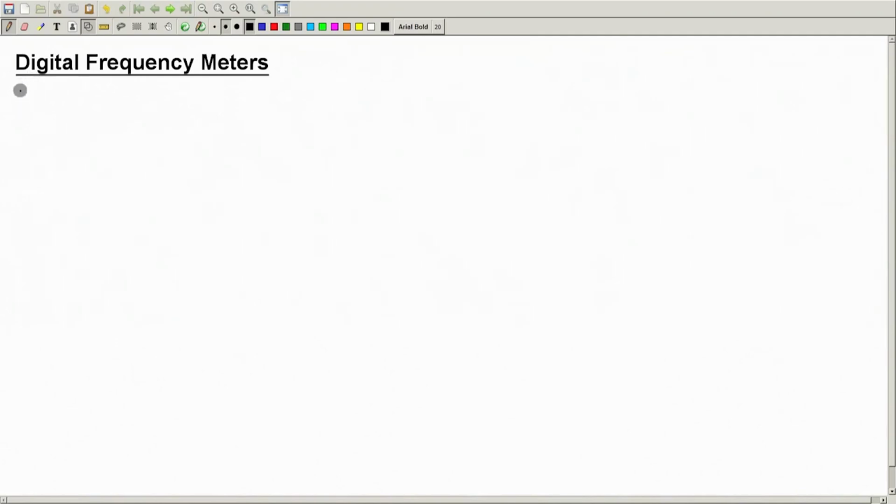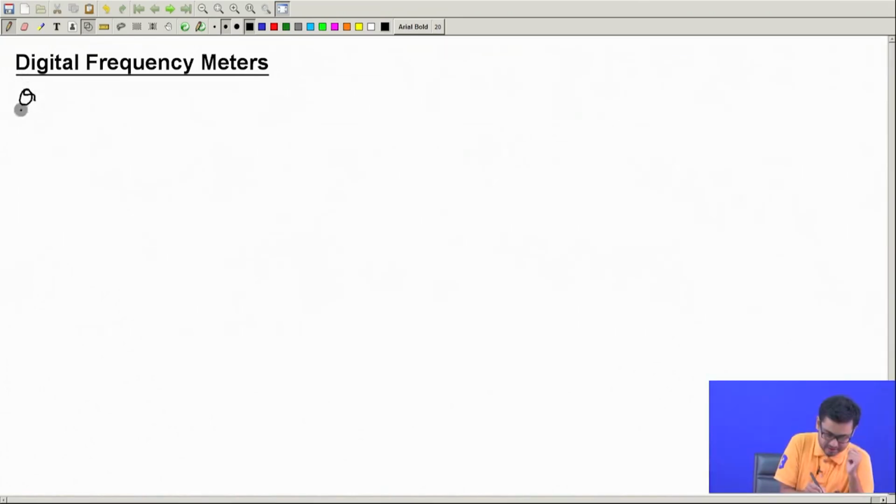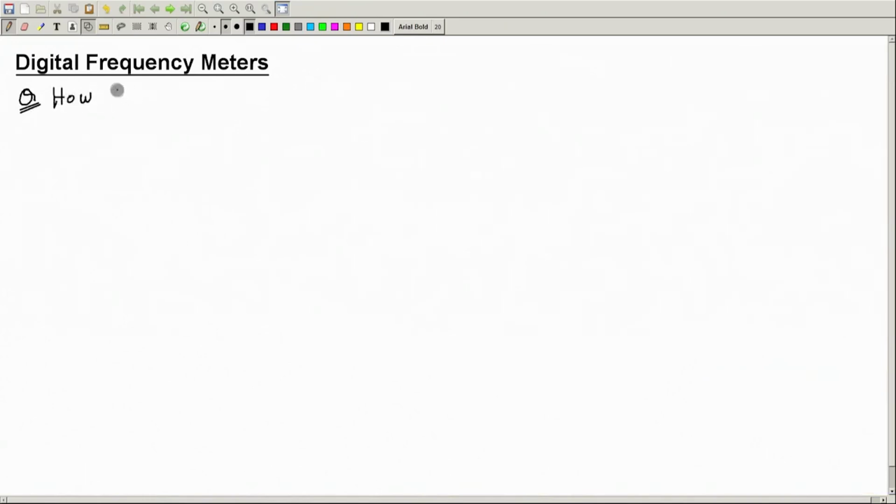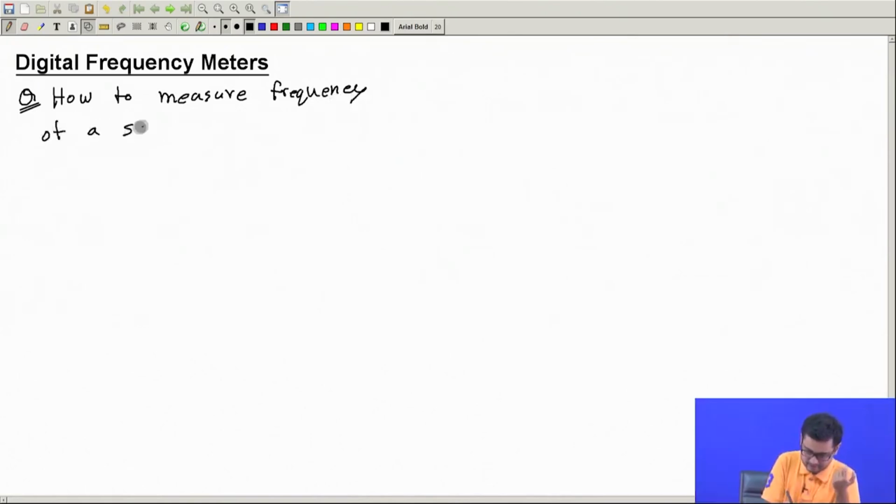So today we are going to use counters, basically counters from digital electronics, and make digital frequency meters out of it. So first thing that we will look at is how to measure frequency of a square wave, square or rectangular wave. Okay. So the signal is like this.